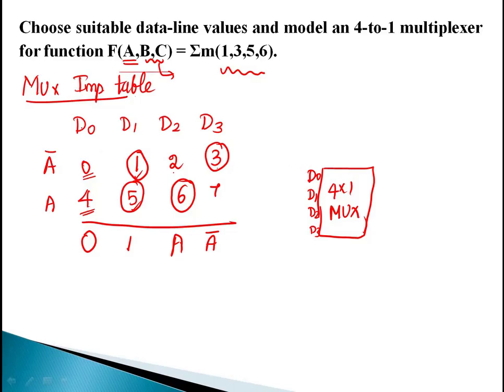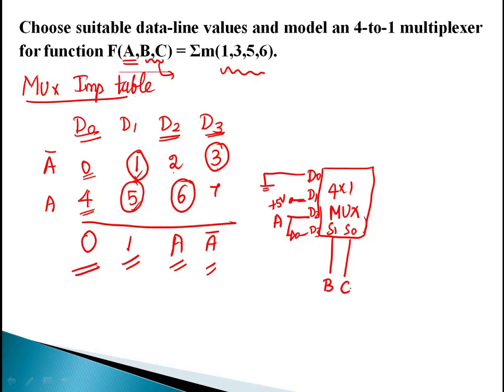So now coming to D0. So D0, the corresponding value is 0. So 0 is nothing but ground. So we have to ground it. Okay. So next D1, it corresponds to 1. So that is nothing but power supply, 5 volts. Okay. So now coming to D2, that is nothing but A. So here we have to connect to A. And at last we have D3 value, that is A bar. So that is nothing but the complement of A. Okay. So now we have to give the selection lines S1 and S0. So that is nothing but our B and C.